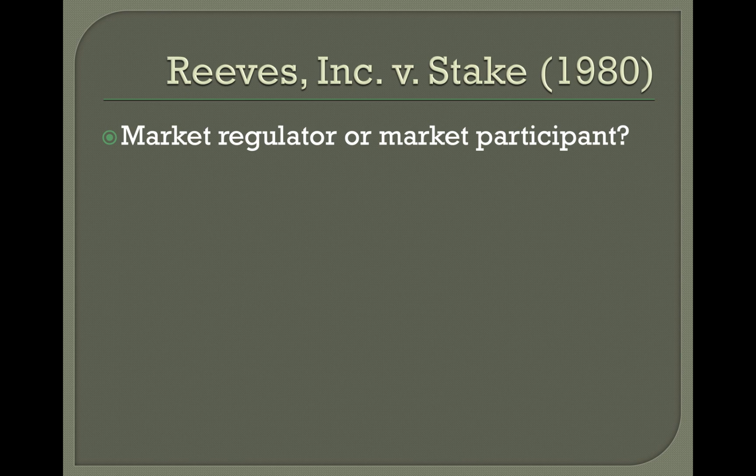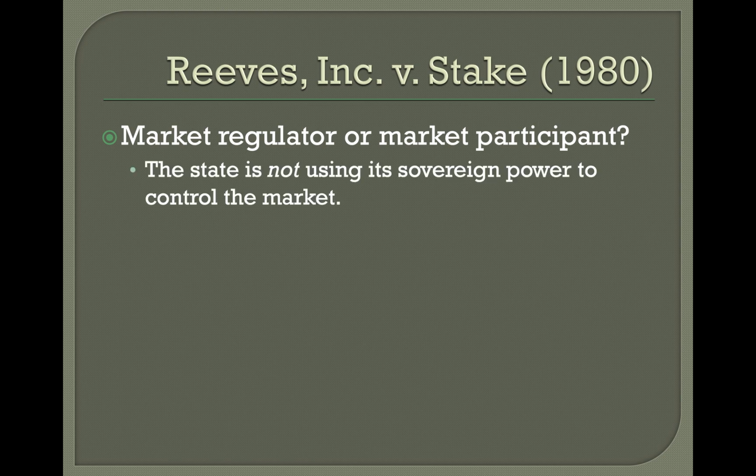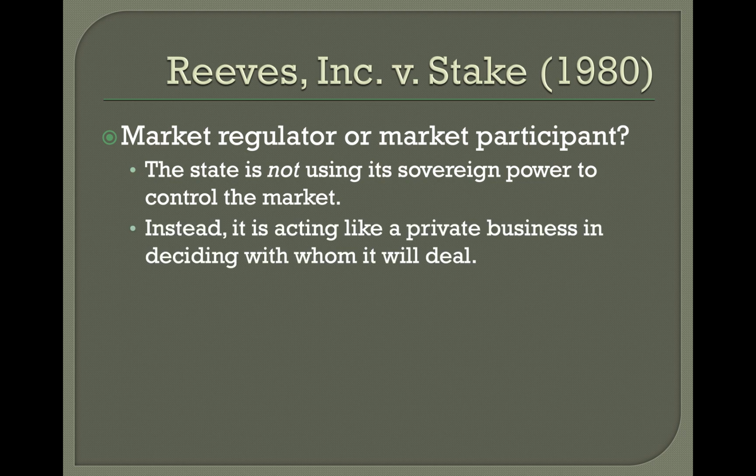But in the 70s, there's a shortage of cement, there's increased demand for cement, and South Dakota can no longer meet the needs of all of its customers. So it decides that it is going to prefer in-state customers to out-of-state customers. On the face of it, it might look like South Dakota is discriminating against out-of-staters in favor of in-staters. But the court tells us that the state is not using its sovereign power to discriminate. It's not using its sovereign power to control the market. Instead, South Dakota is acting like a private business in deciding with whom it will deal.